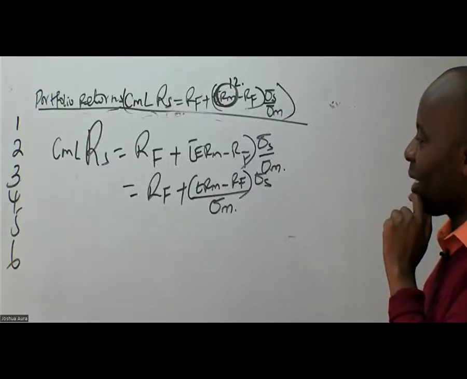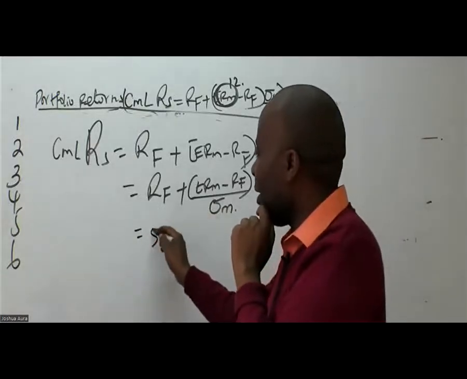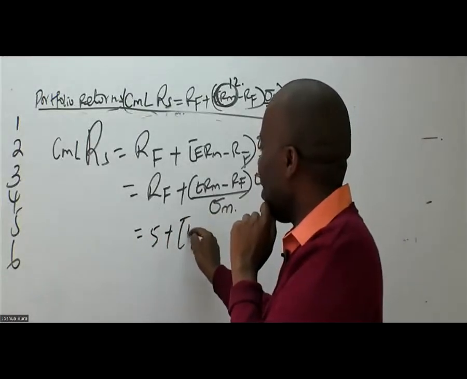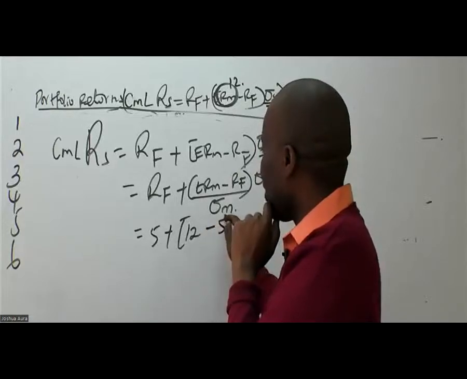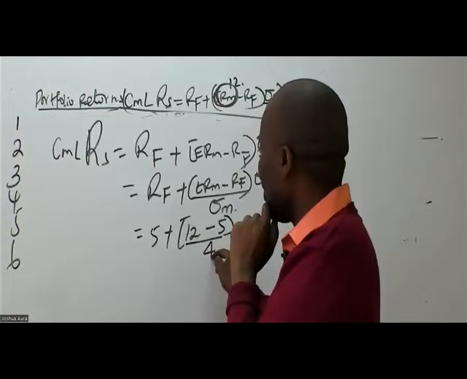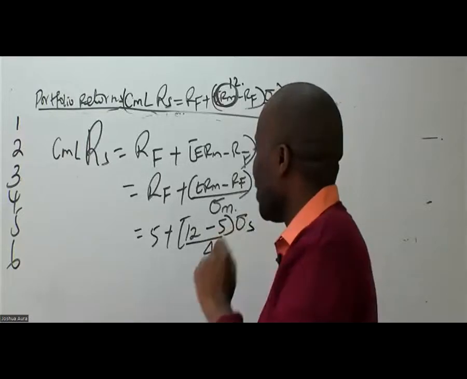If that is the case, I know that the risk-free is 5. I know that ERM is 12. I know this is 5. I know that this is 4. And then I'll maintain the standard deviation of the security there.